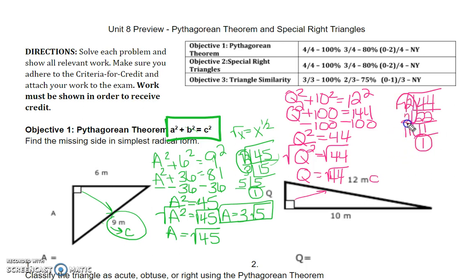So I circle my pairs. I have a pair of 2's. That 2 gets to come out of the radical. 11 does not. So my simplest radical form is q equals 2 square root of 11. Okay, moving on to 3 and 4.